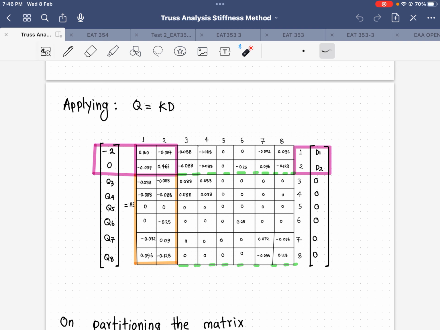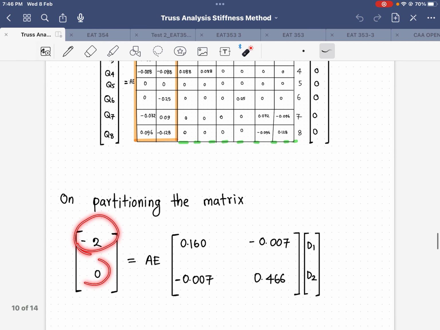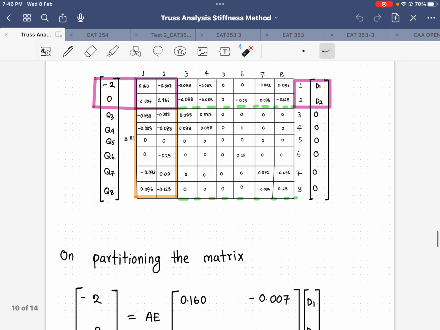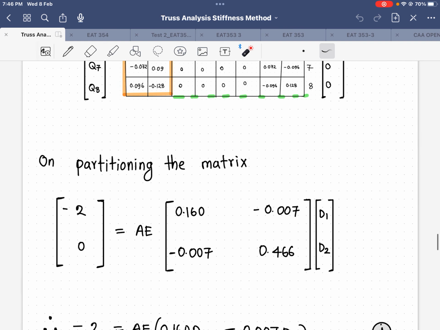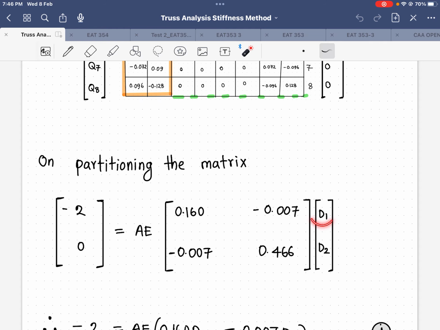So what we have to do is partition the matrix. We will partition the matrix until this. I will write -2 and 0 as the Q_K, I mean the external force, and then AE, then for 1 and 2. Why am I writing this? For K11 and K12, you can see the reference book, and from there I am using this formula to get this value. So here we have D1 and D2.